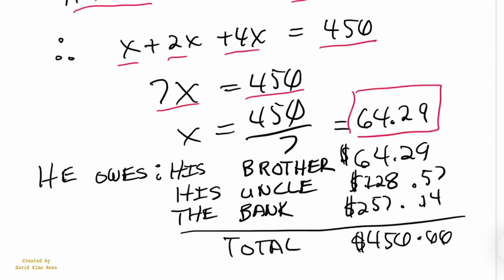$64.29. Now if you plug these in, this is what he owes his brother, this is what he owes his uncle, because it's twice as much, and twice as much again to the bank. And when you add all these up, it comes to $450. So this is indeed the amount that's required.